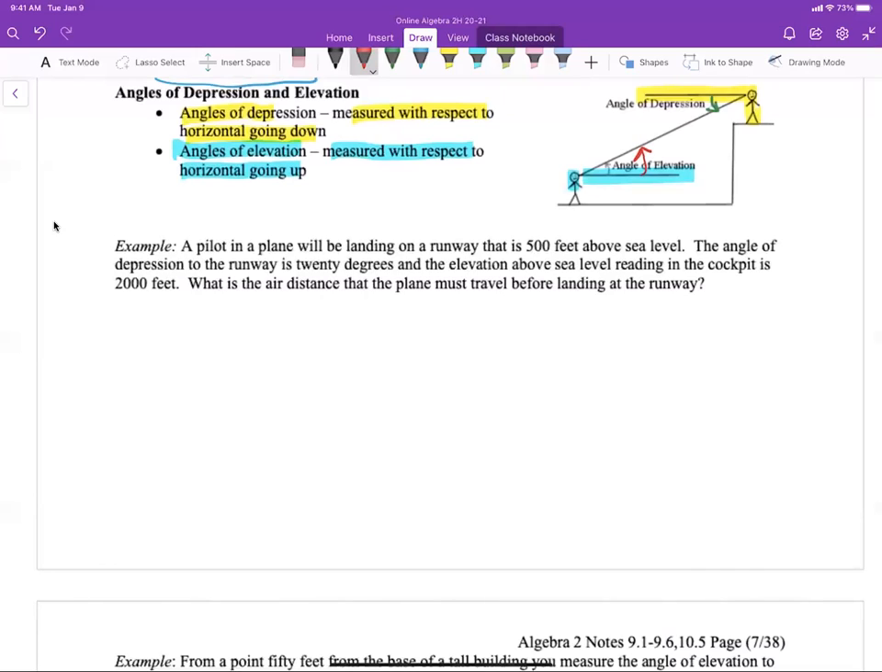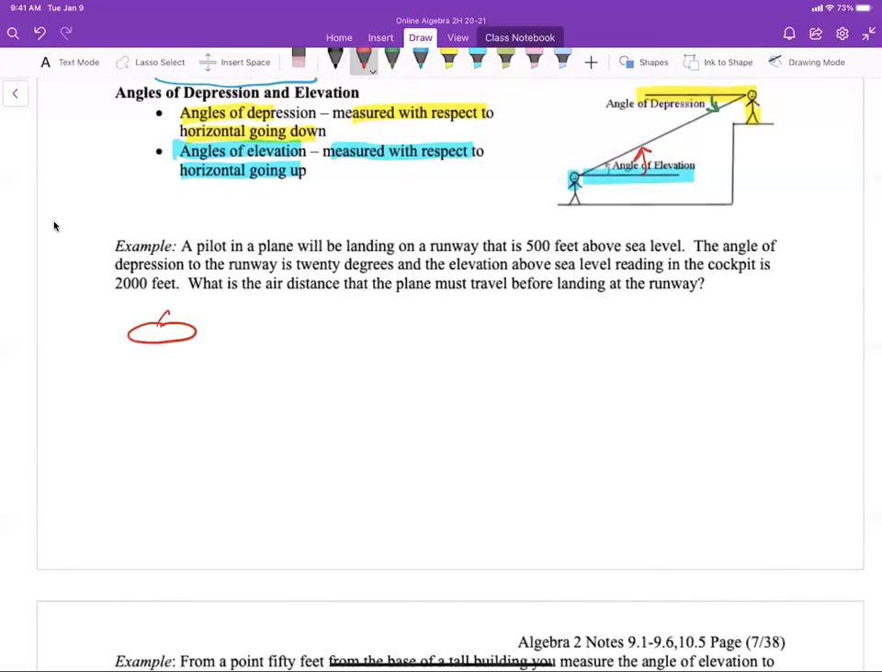I have a pilot in a plane. He will be landing on a runway that is 500 feet above sea level. The angle of depression to the runway is 20 degrees, and the elevation above sea level reading in the cockpit is 2,000 feet. What is the air distance that the plane must travel before landing at the runway? So we have a plane. So let's draw a plane.